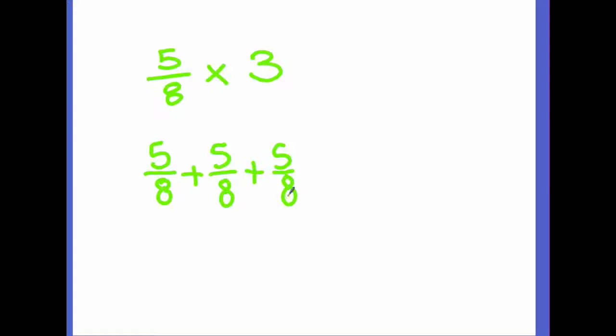Yes, sir? You could do like a tape diagram. Okay, you could do a tape diagram. That's right. What else could you do? Maybe you could do 8 times 3 and then do 3 times 5. I don't know. What do you think? Well, since you're working with eighths, just keep the denominator 8, and you'll take 3 times 5.